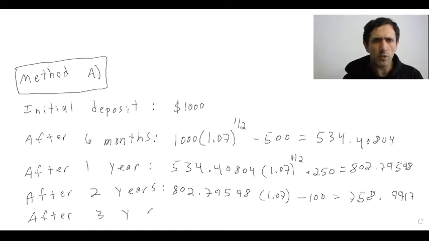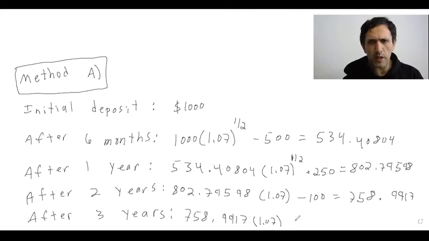Okay, so after one more year, again, $758.99 roughly accrues 1 year of interest. So multiply that by 1.07. And we deposit 200 at the very end. So the amount we have at the end of 3 years is 1,112 and 12 cents.